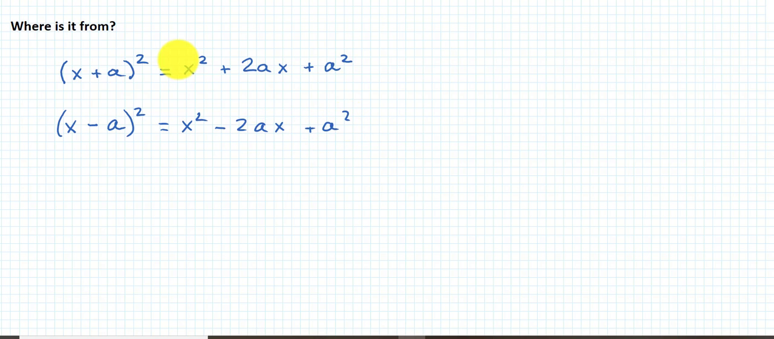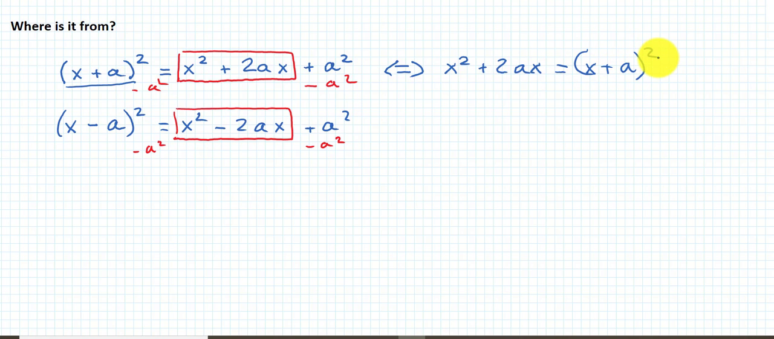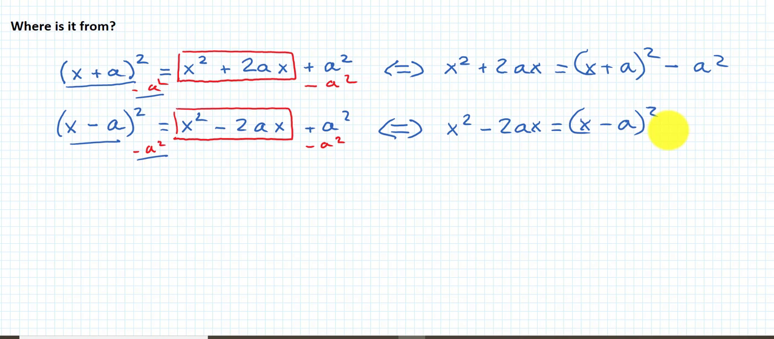plus a squared. If now you solve each formula for x squared plus 2ax and x squared minus 2ax, that means you subtract a squared from both sides for both formulas. I will write x squared plus 2ax on the left side. So this is equivalent to x squared plus 2ax equals (x plus a) squared minus a squared. And if you solve the second one for x squared minus 2ax, you have x squared minus 2ax equals (x minus a) squared minus a squared.